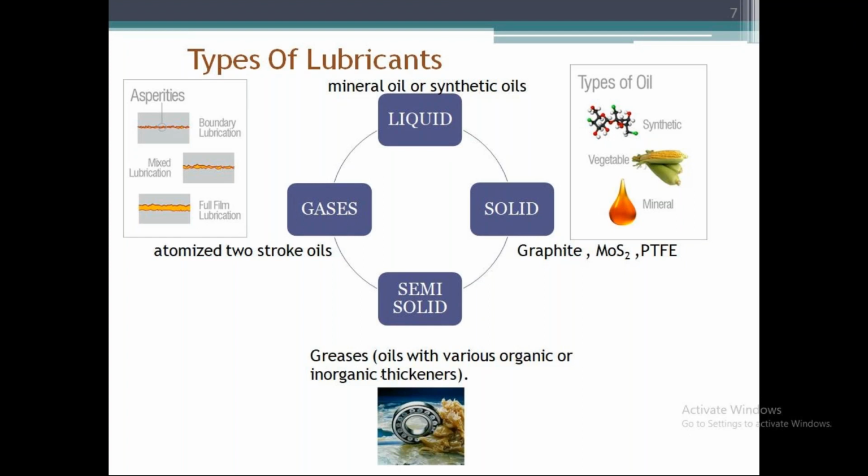You might be familiar with it, or have seen it when your vehicle is under repair. Some of the bearings will have this grease. Then we have the gaseous form of lubricant. For example, in two-stroke engines, we need to put oil along with the petrol, so this gives atomized two-stroke oil for lubrication purposes. And on the left side, what we are seeing are the lubrication types. We will come to this in the second stage of my talk. In the first phase I will talk about lubricants, then about the types of lubrication.